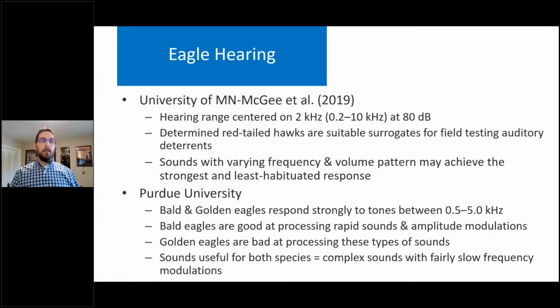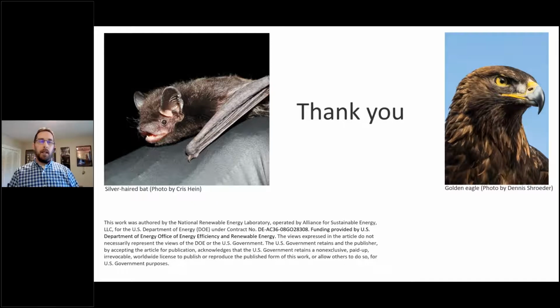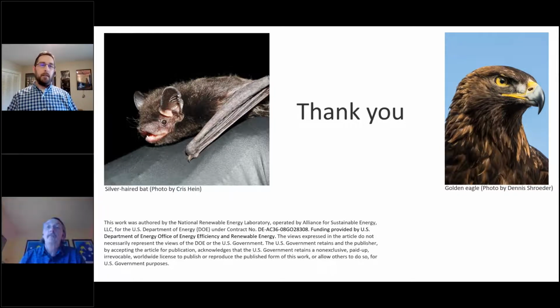In the Purdue study, they showed that bald eagles were good at processing rapid sounds and amplitude modulations, but golden eagles were not very good at processing those types of sounds. And their suggestion was that for both of these species, using complex sounds with fairly slow frequency modulations might work best for a deterrent signal, something that both species of eagles would respond to. So with that overview, I'll hand it off to Kai and our other presenters to speak to different aspects of integrating technologies and conducting research.